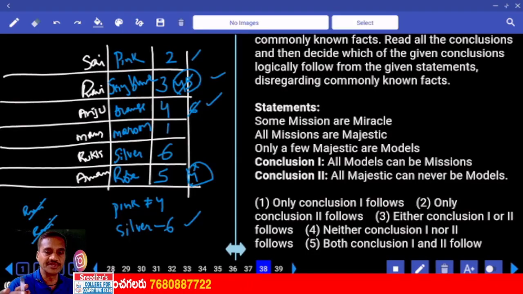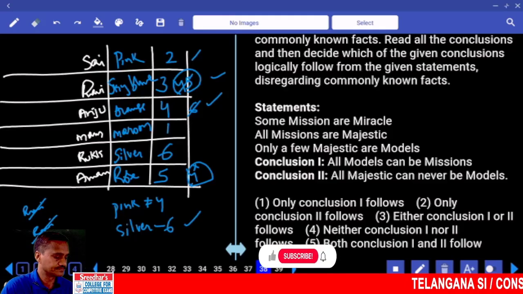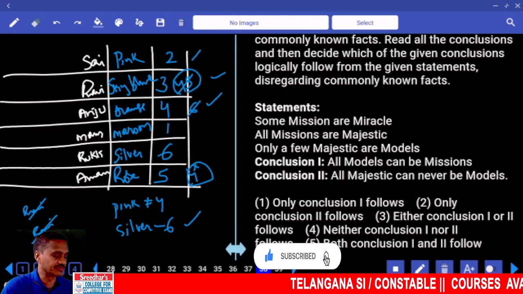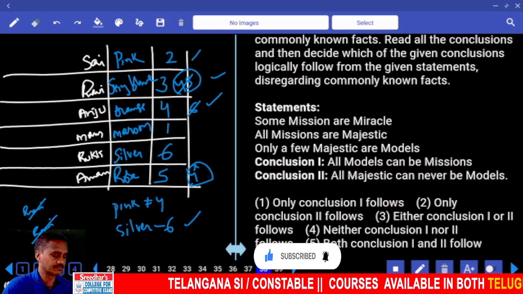Now question number 38. What is given in this 38 here? Syllogism. Syllogism is first or second priority? Definitely under the first priority. Okay?